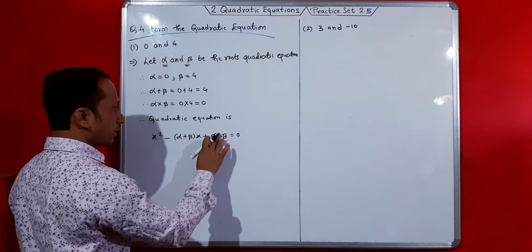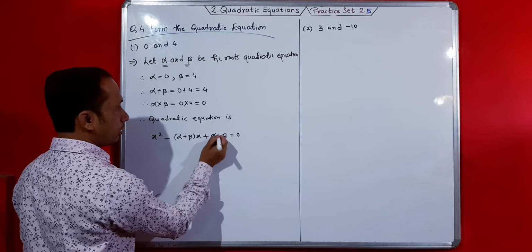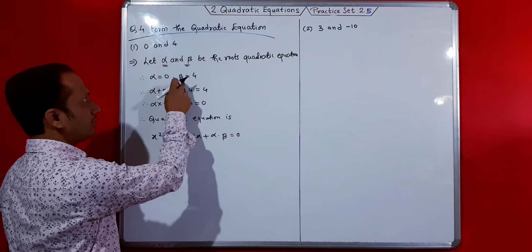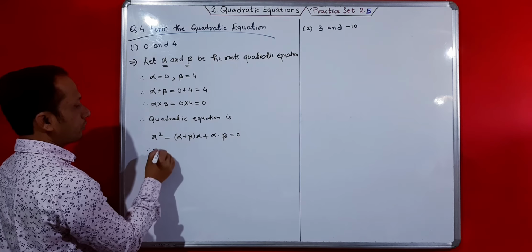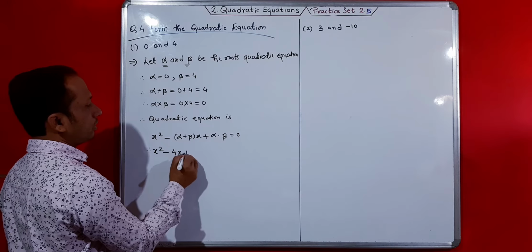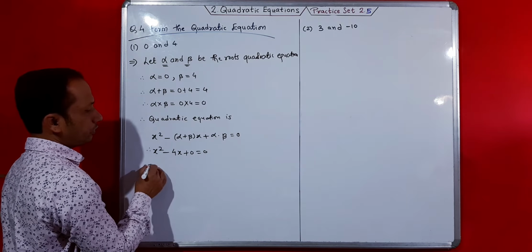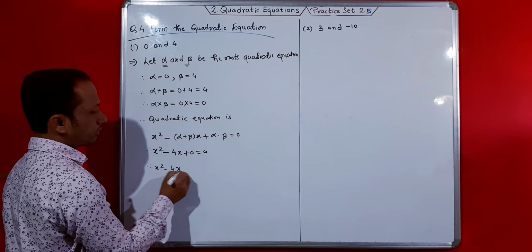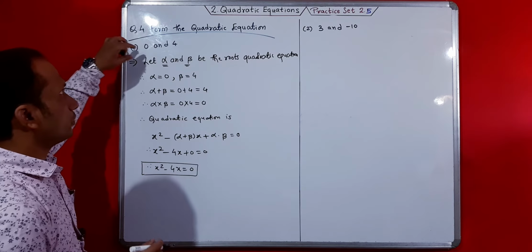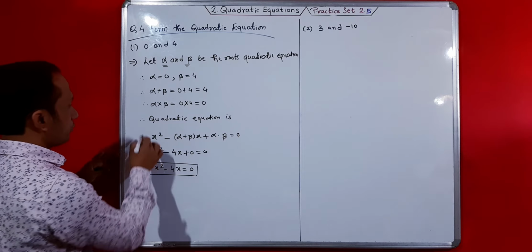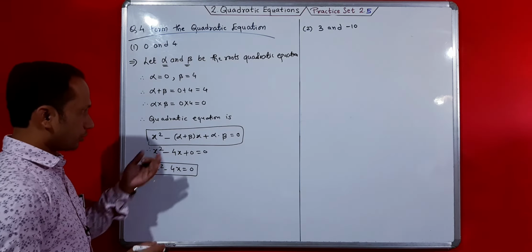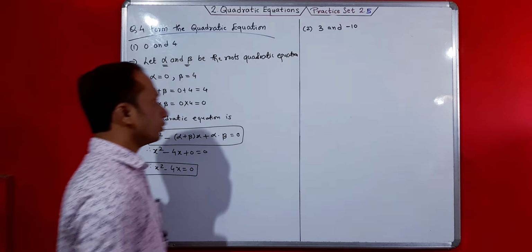You write this sign or you just put the dot for alpha into beta. So this is the form of the quadratic equation after taking these two roots. Therefore x square minus 4x plus 0 is equal to 0, so x square minus 4x is equal to 0. So this is the quadratic equation using the roots 0 and 4. You have to use this formula as the general form of the quadratic equation. Put the values of alpha plus beta and alpha into beta and you will get your solution.